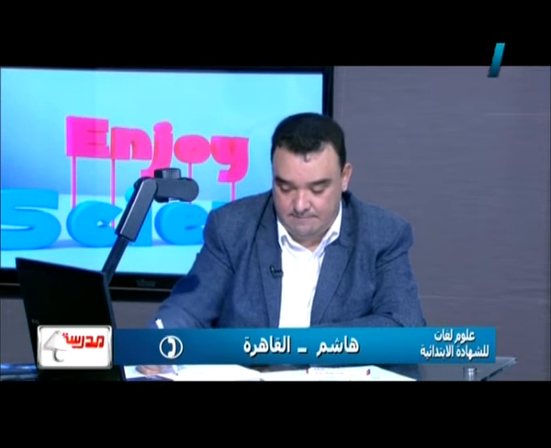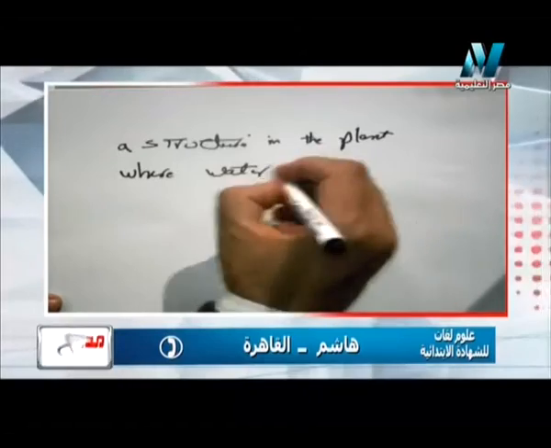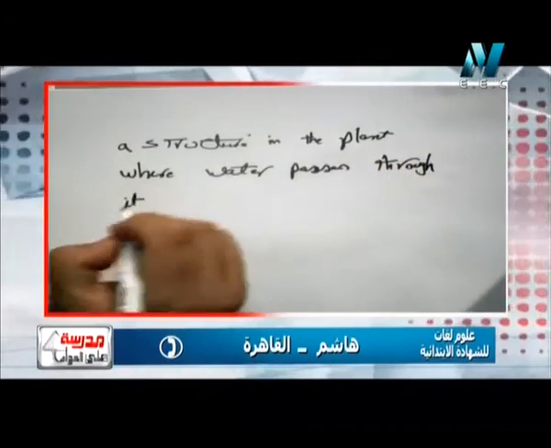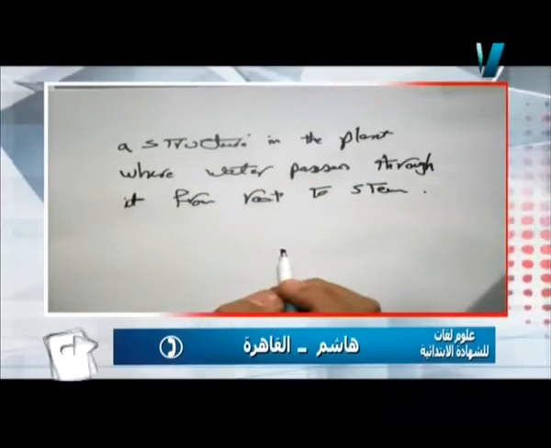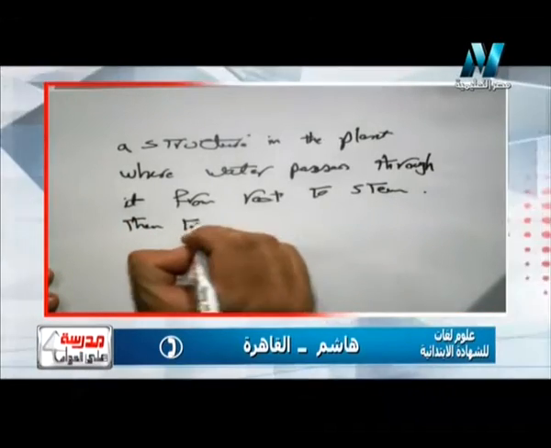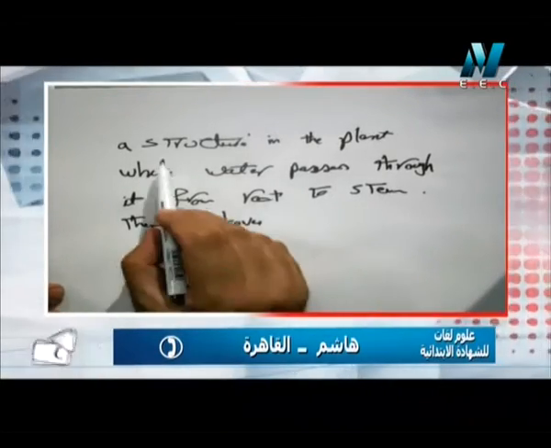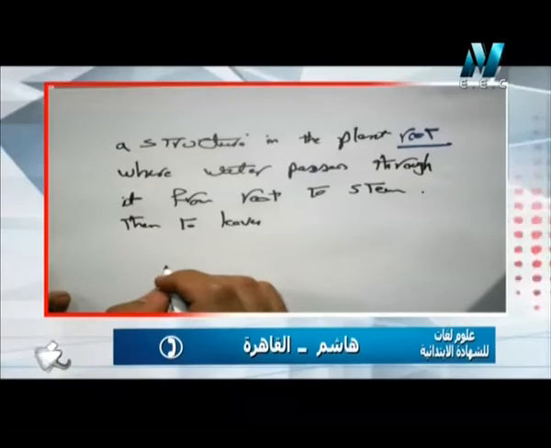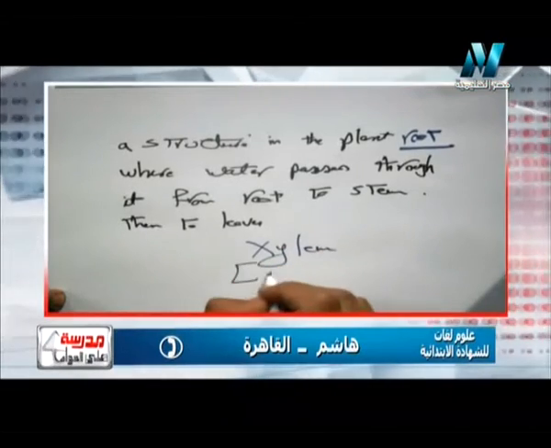A structure in the plant where water passes through it, from root to stem, then to leaves. I think, Hashim, your question has another word: a structure in the plant root where water passes through it, from root to stem, then to leaves. It will be the xylem layer, or the wood layer, Hashim.